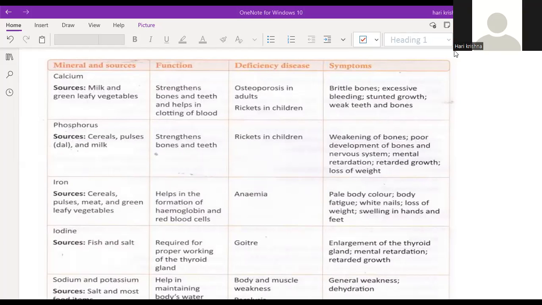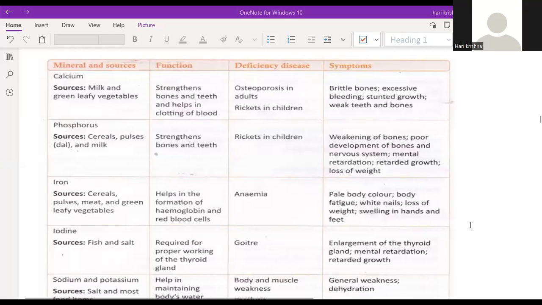Okay. So for calcium, the main sources are milk and green leafy vegetables. The main function of calcium is that it strengthens the bones and teeth and helps in the clotting of the blood. The deficiency disease is osteoporosis in adults and rickets in children. The symptoms are brittle bones, excessive bleeding, stunted growth. Rickets means there will be a change in the shape of the bones in children, like bow legs.